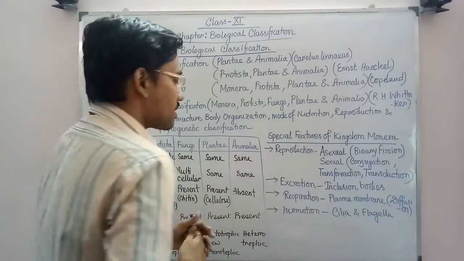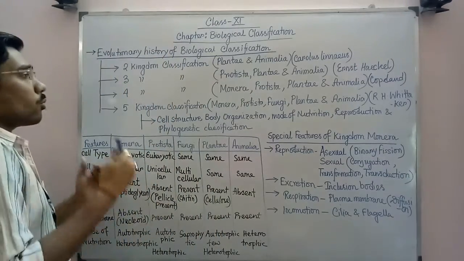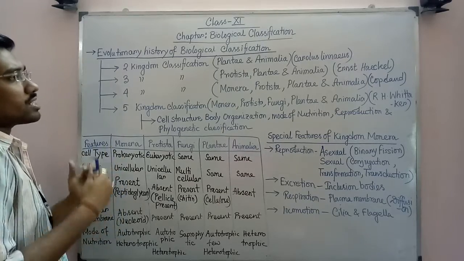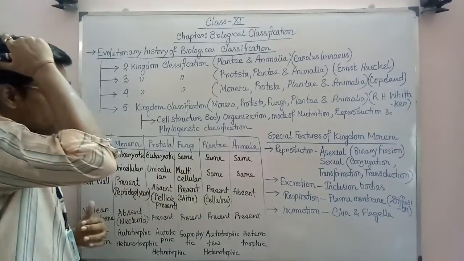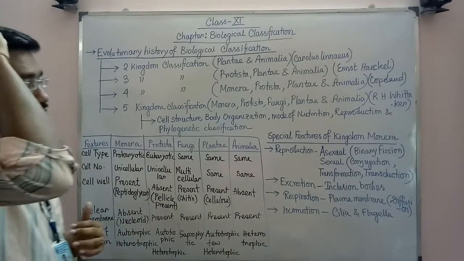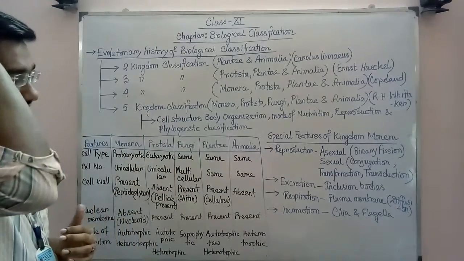Next, after Ernst Haeckel, other scientists researched and proposed the next kingdom classification, that is the four kingdom classification system. Along with Protista, plantae and animalia, Monera also joined. This four kingdom classification system was proposed by Copeland.